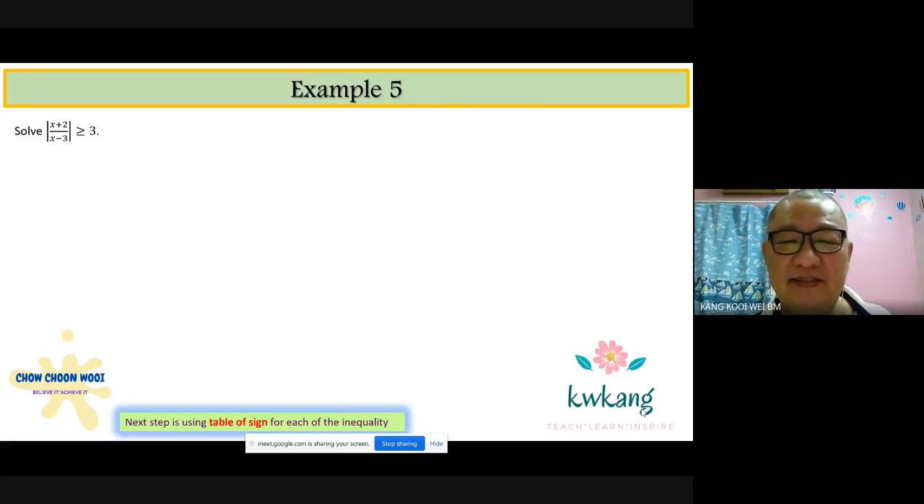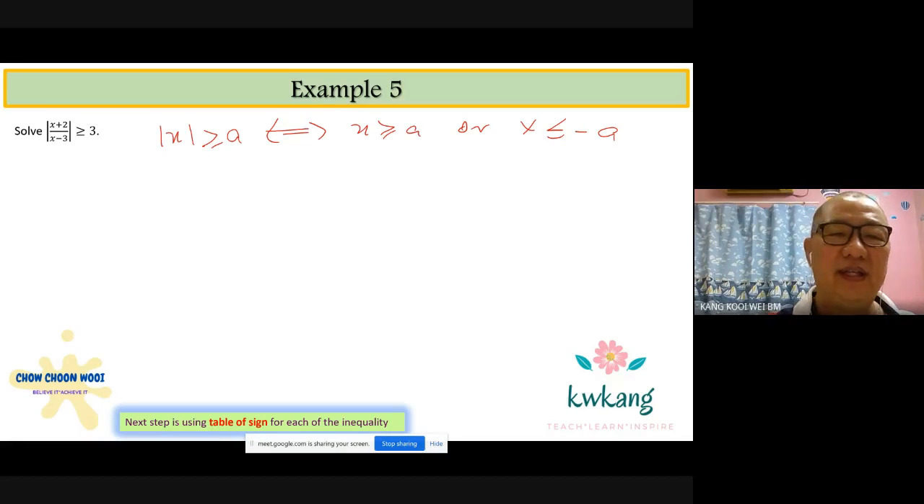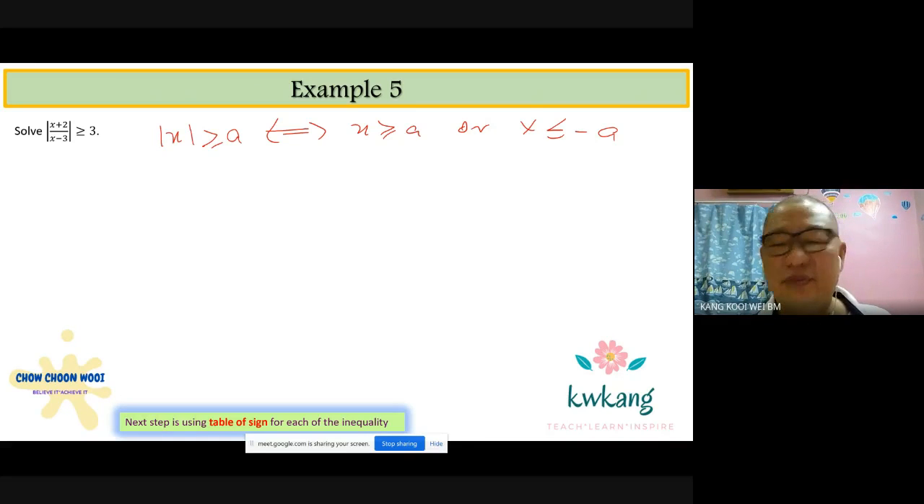Okay, the next one. To show you the answer for this one, definitely we need to use these definitions. The modulus of x greater or equals to a if and only if x is greater or equals to a or x is less than or equals to negative a. Ini rumus. Jangan kata rumus ini saya tak faham. You bukan nak faham rumus. You nak tahu macam mana nak guna. How to apply the rumus.